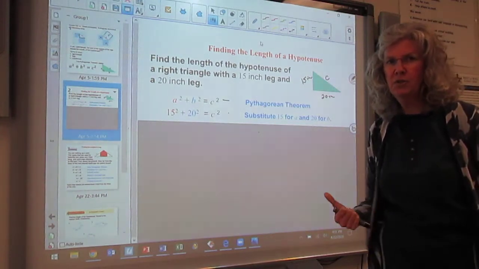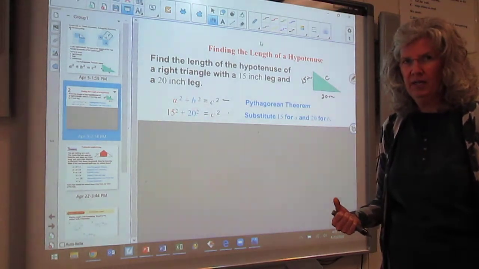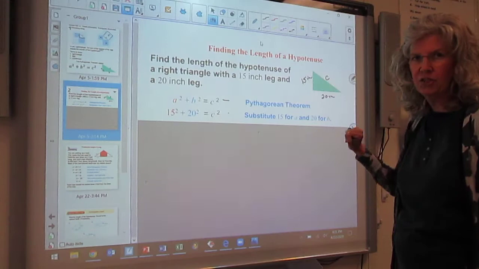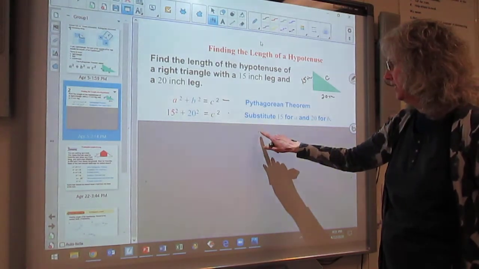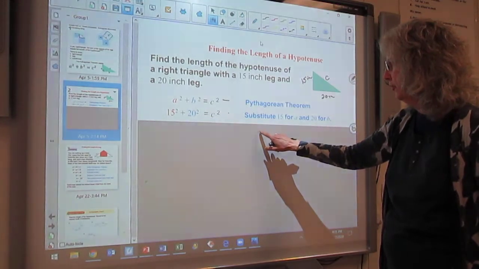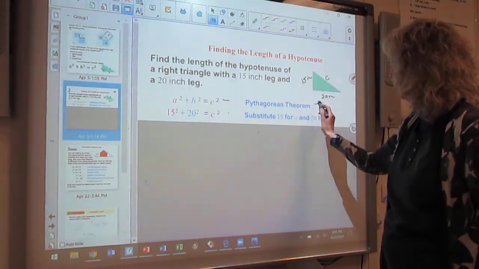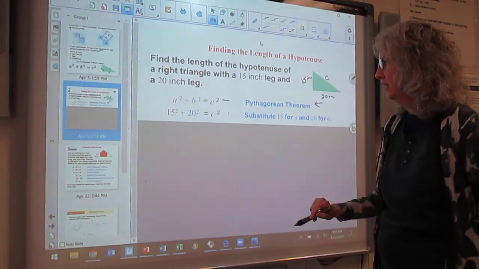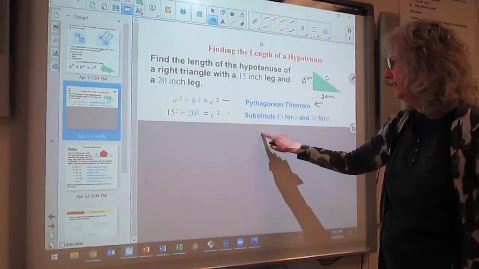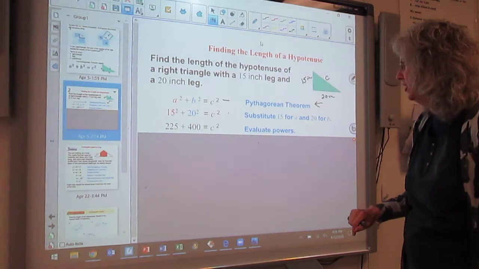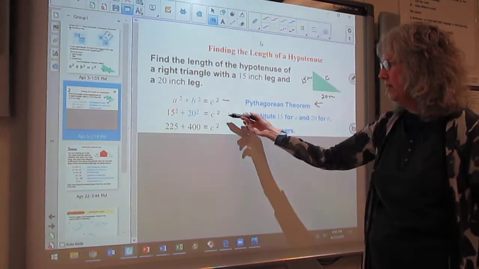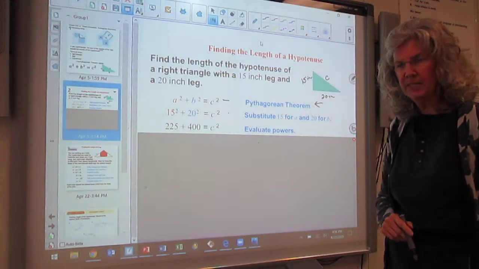Now, please remember when you're doing these problems, okay, in your homework, you must draw your picture, you must label it with what you know and what you don't know. List that data and or put it on your drawing. Always start with your theorem. A squared plus b squared equals c squared. 15 squared plus 20 squared equals c squared. We're going to pull off our dimensions that we were given, and now we have an equation with an unknown variable c.